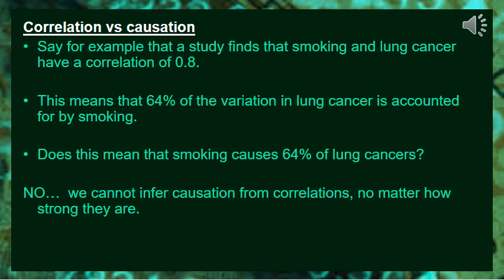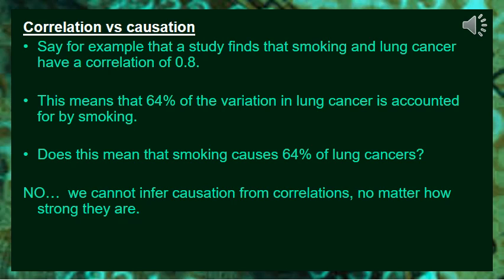For example, if you find a correlation between smoking and lung cancer, the coefficient is 0.8. So the coefficient of correlation squared will be 0.64. It does not mean that 64% of lung cancer are caused by smoking. No, it only means that 64% of the variation in cancer occurrence is influenced by the variation of smoking. So there's only correlation here, not causation.